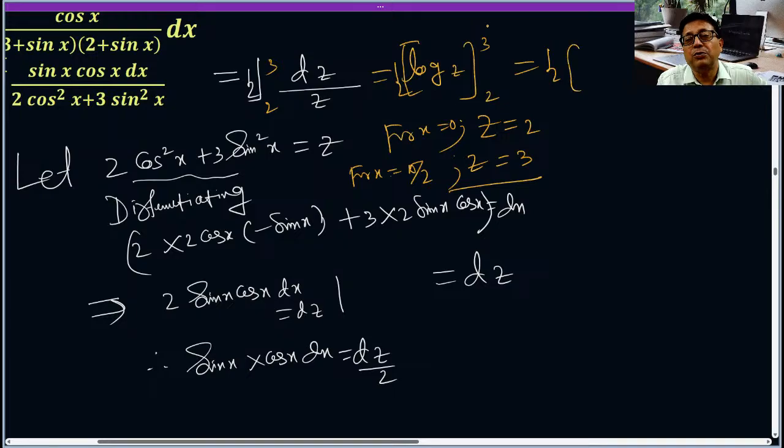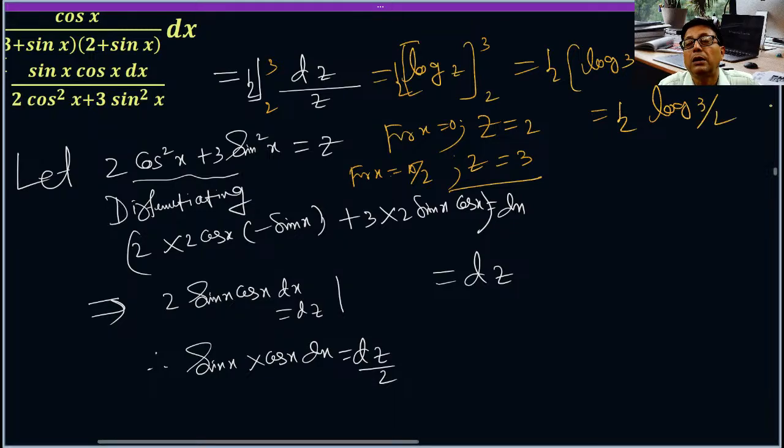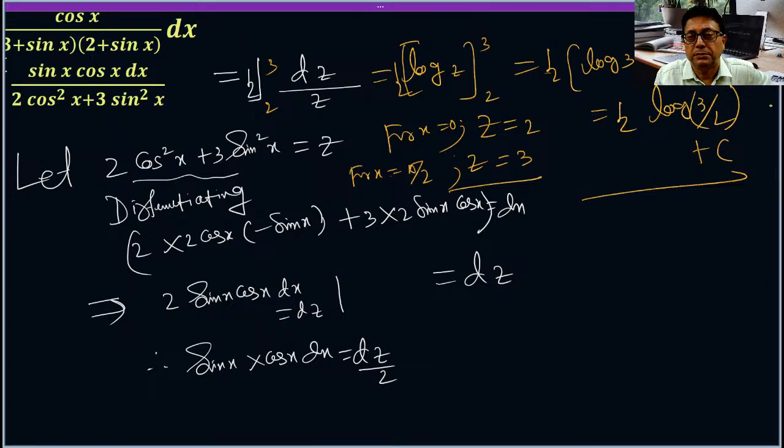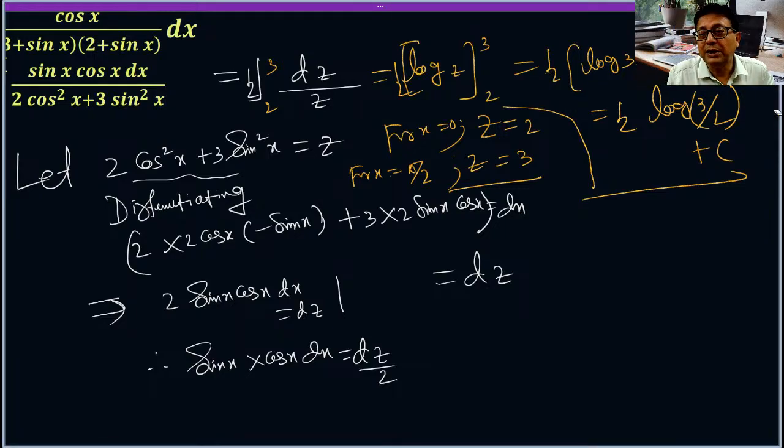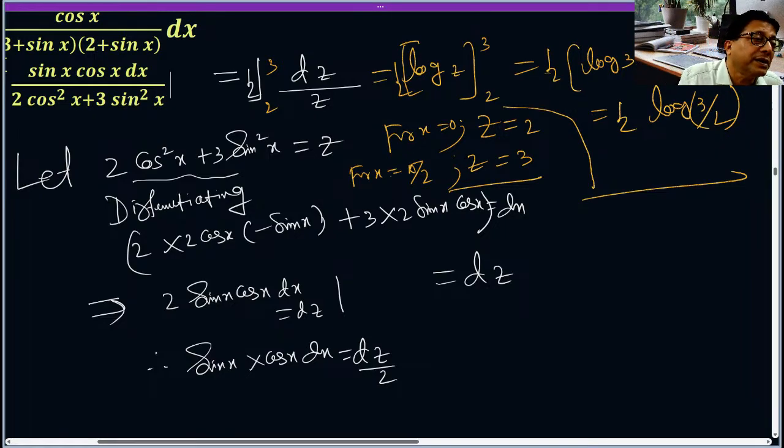So put upper minus lower. So answer is half log 3 by 2 plus c. Clear? Oh, no c. Nobody told. No c will be there in definite integration, because when you do upper limit minus lower limit, that c gets cancelled. So even by mistake never put plus c over there. External will deduct marks.